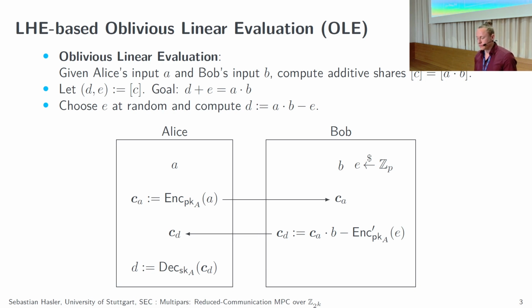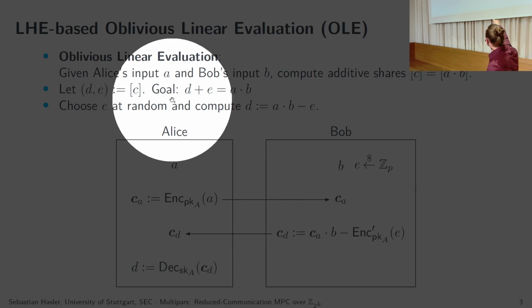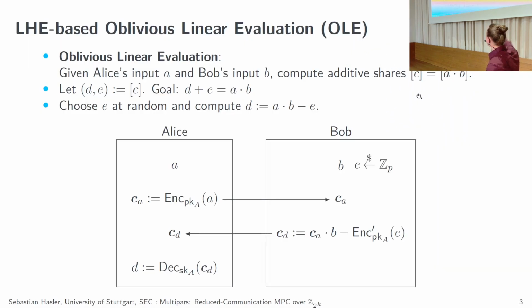So, how can we use this oblivious linear evaluation to produce Beaver triples? Well, first, observe that when we can, for Alice's input A and Bob's input B, produce shares of A times B, then we can also do the same when the inputs are already secret shared by using a pairwise protocol. So each pair of parties runs this protocol once. In the two-party setting, this means this is run once with Alice's share of A and Bob's share of B, and once the other way around. So we can multiply shares.